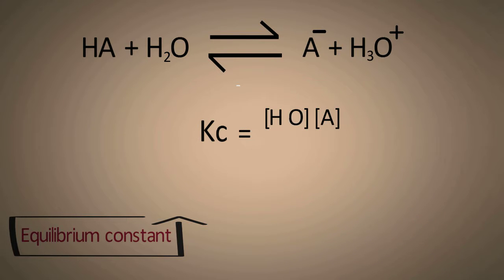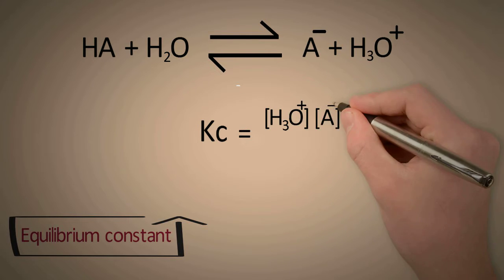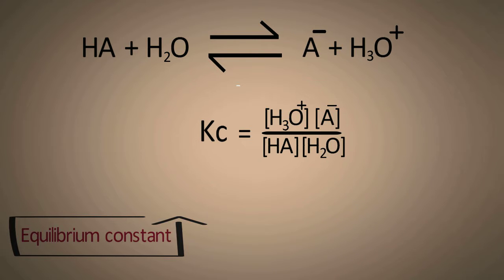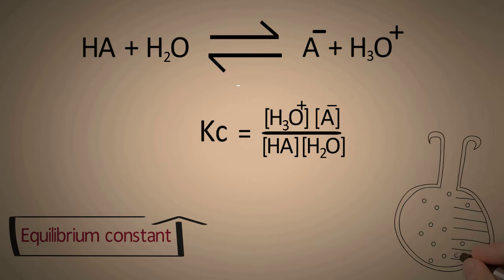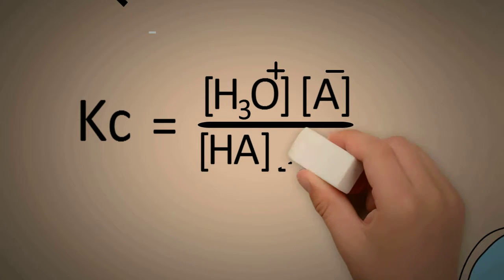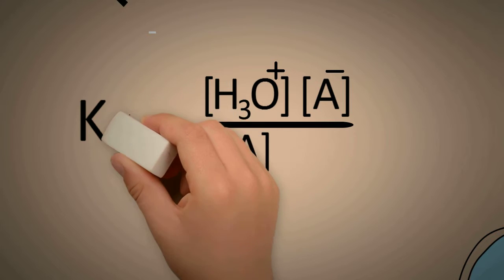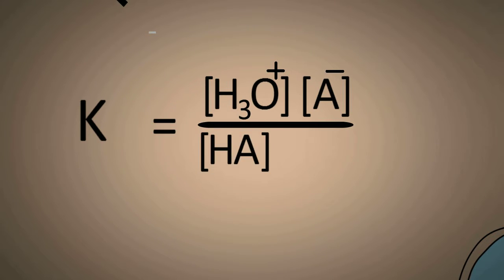Kc is defined as the multiplication of the concentrations of the products over the reactants. However, when we deal with acids, we make an assumption. We say that the concentration of H2O is essentially constant throughout, as it is in such excess. The concentration is far too high, so we just ignore it. We can change our constant around to be Ka, the acidity constant.